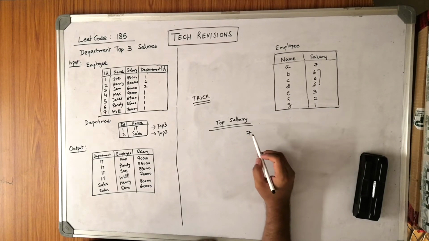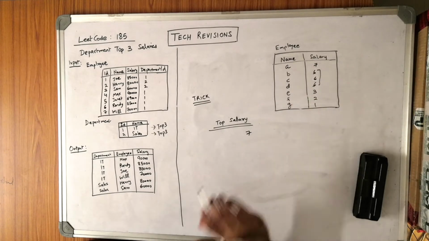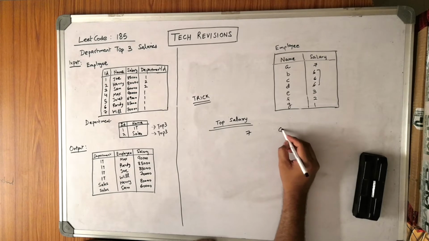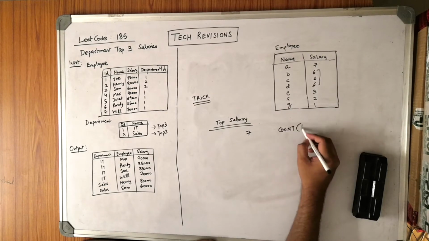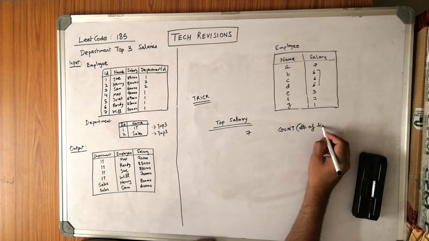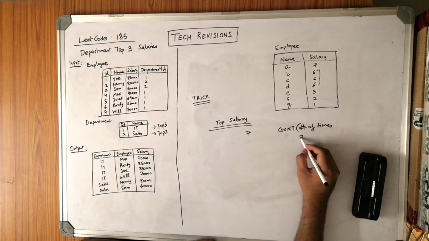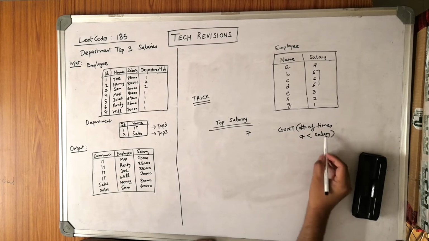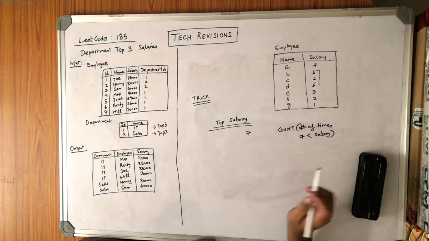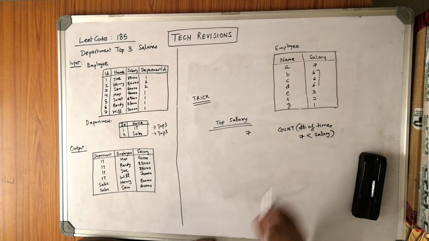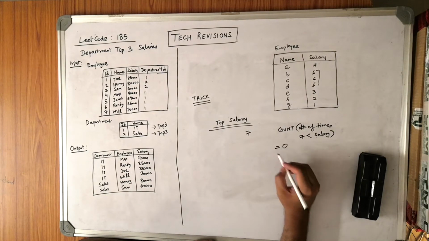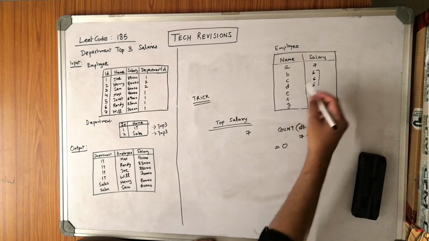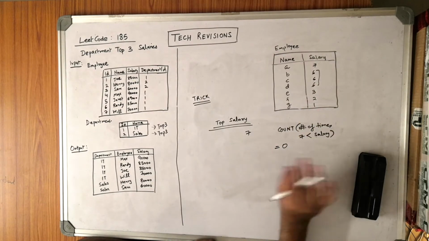If I ask you to compare the value 7 with all the other values in the salary column, and count the number of times 7 is less than salary, just replace this salary with all the values in here and count the number of times 7 is less than salary. This count is going to be 0 because 7 is the highest salary. It's strictly less than, it is not equal to. So 7 less than 7, not 0. The count is still 0.